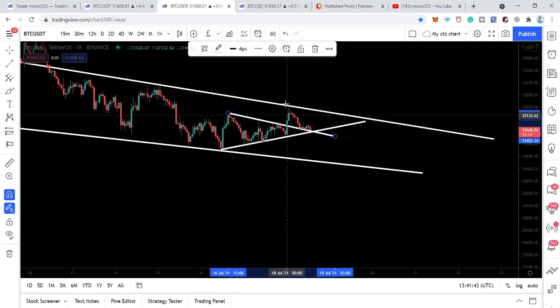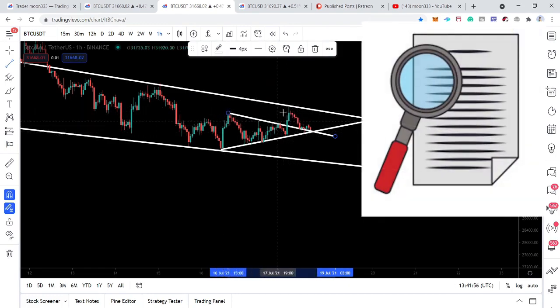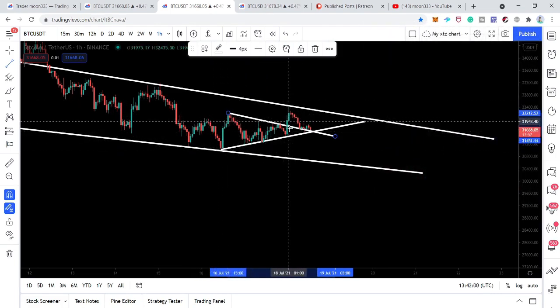And after being rejected by the resistance line of the falling wedge on the 4-hourly chart, the price action is now retesting the previous support of the symmetrical triangle that has formed on the very small hourly time frame chart.